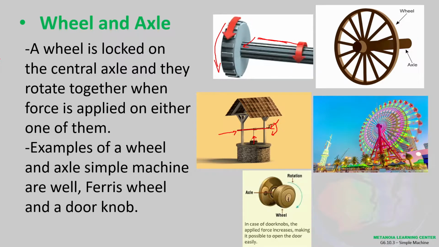This is actually also an example of a different type of simple machine, which I am going to talk about later. Okay. And in this case, also how a Ferris wheel works, no? So ganun din, wheel and axle din. The moment na mag-turn yung axle, the wheel turns as well. Okay. And also a doorknob, ganun din.